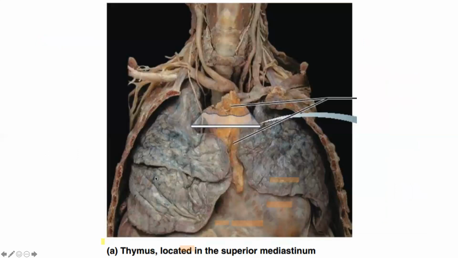Look at the thymus gland here. It is just at the base of the neck, just underneath the sternum. And it has got right lobe and left lobe. It is in the superior mediastinum, so we say.